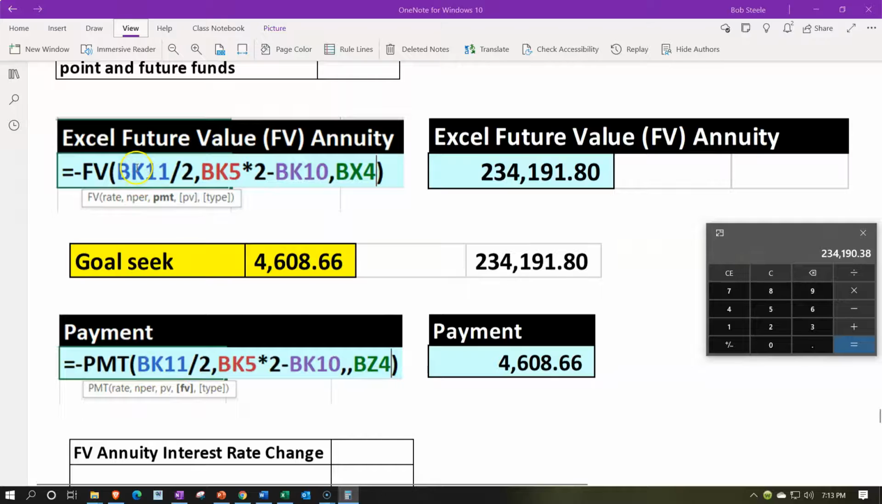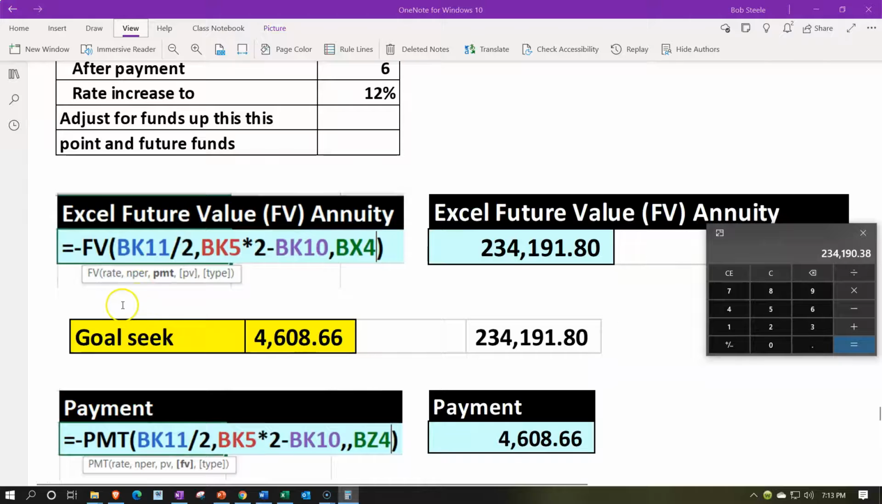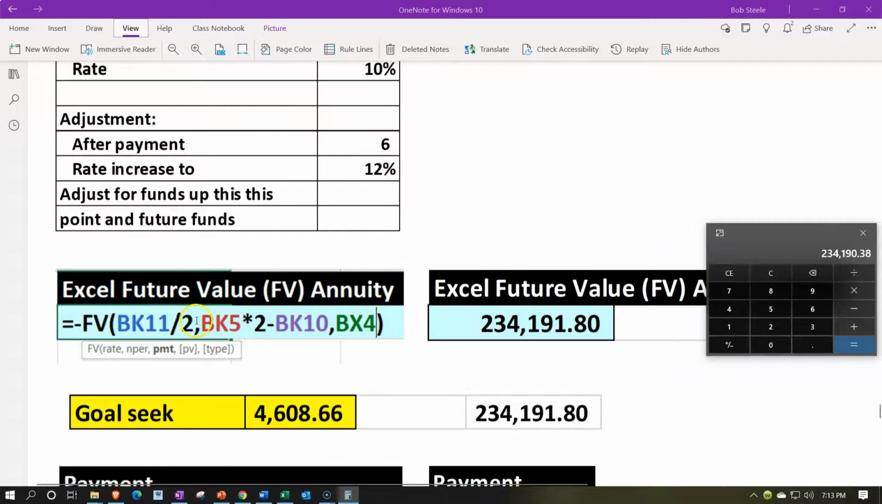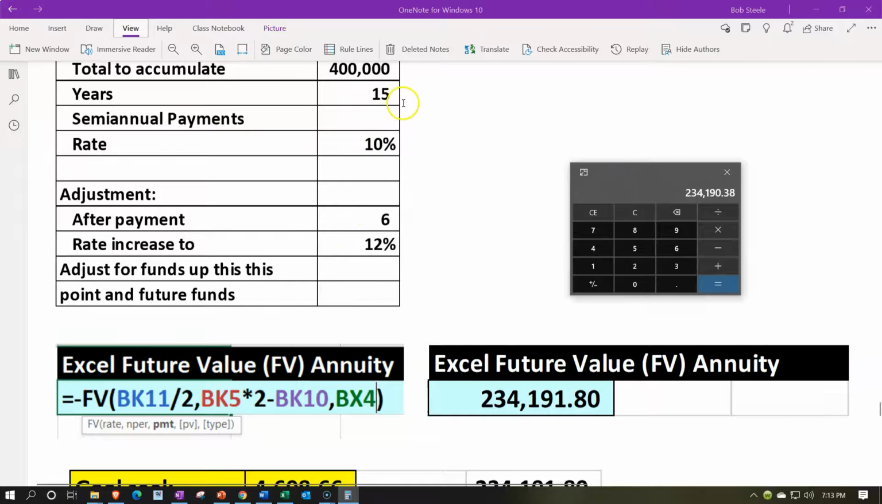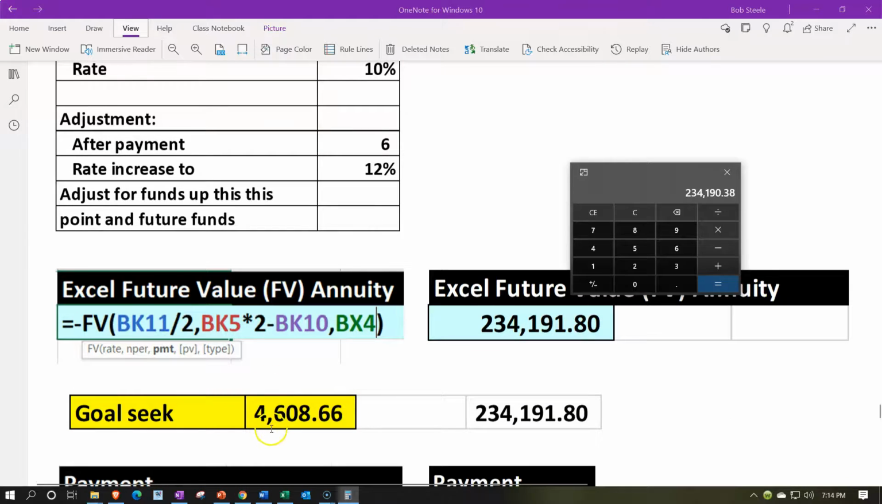We're working with the future value, so we'll use this concept first, and then we'll take a look at the payment method. So the future value would be then the rate, which would be 12% divided by 2. So we took this cell divided by 2, comma, number of periods. This is the one that's a little confusing. It would be the 15 times 2 minus 6, or 24. That's what we did here, 15 times 2 minus 6, 24, comma. And then we picked up the payment, which we said was down here, guessing what the payment was.